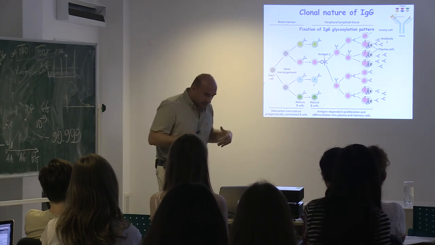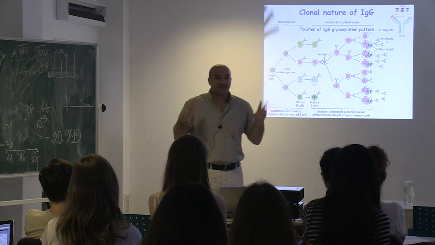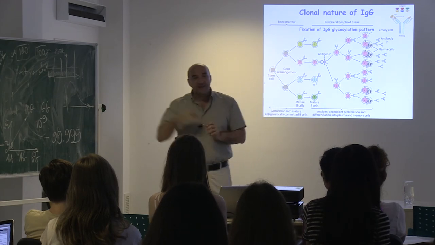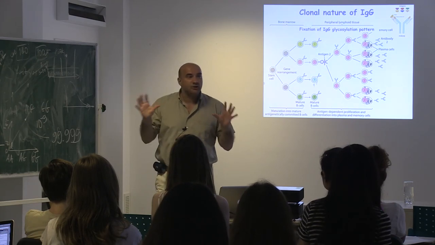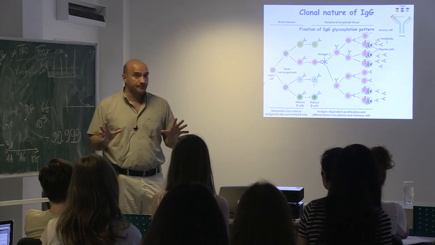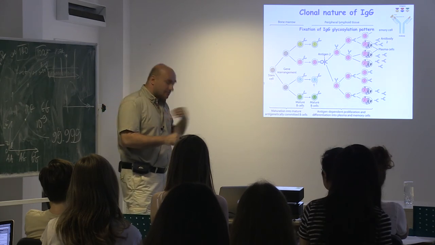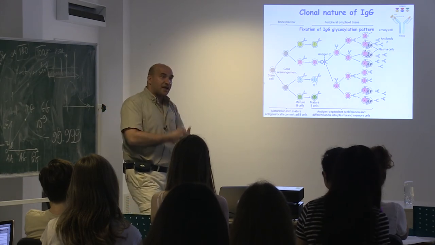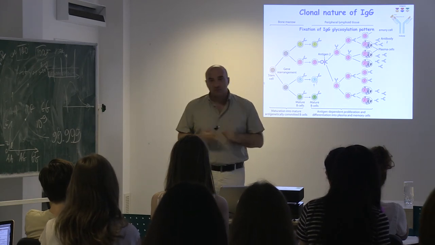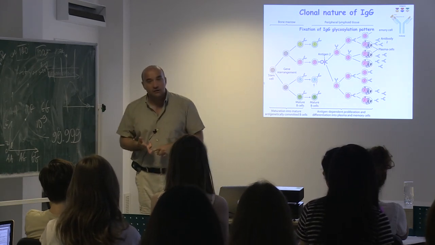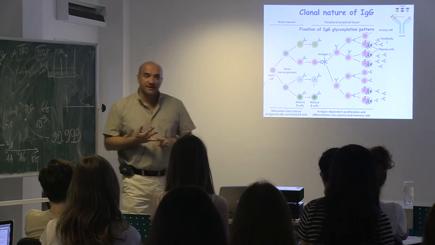And so I have all my clones of B cells in me already. And then I meet a novel antigen. I meet an Ebola virus or whatever new, which I have never met before. And then my antibodies have to decide what to do with it. Should it activate ADCC? Should it activate complement? Should it do something else?